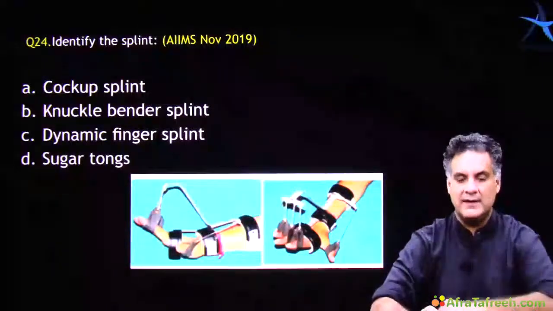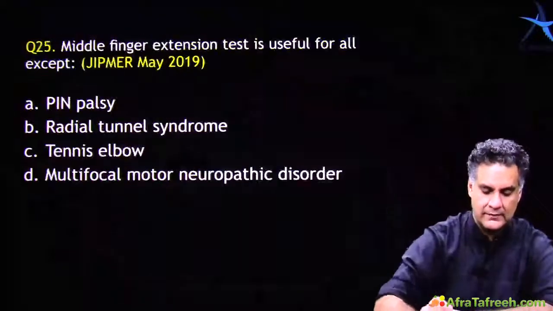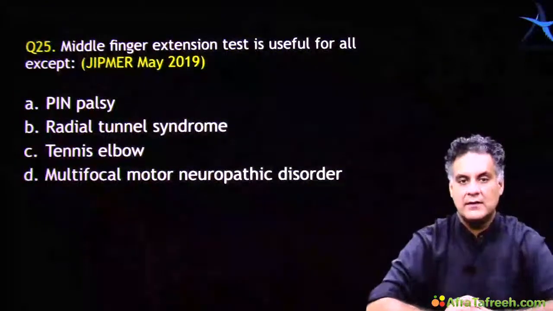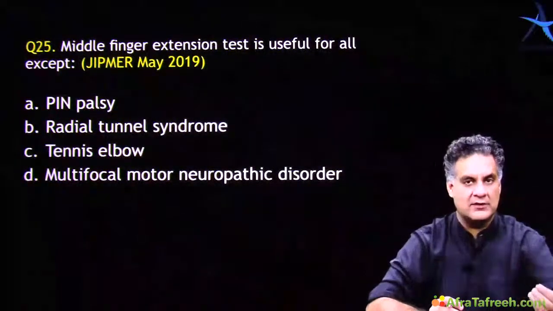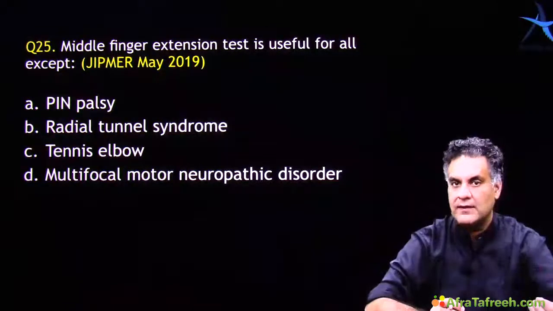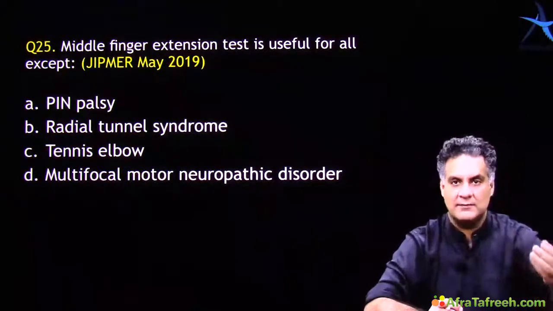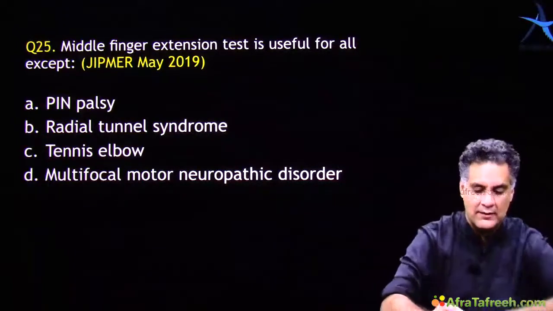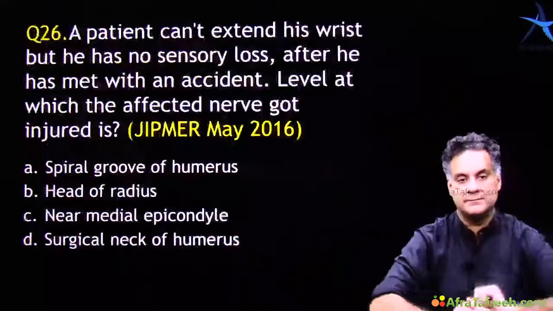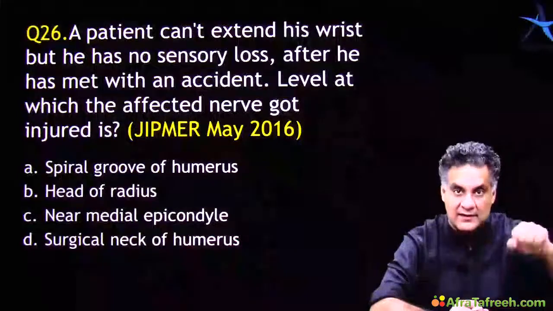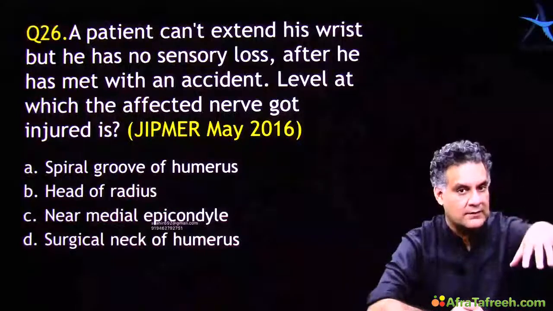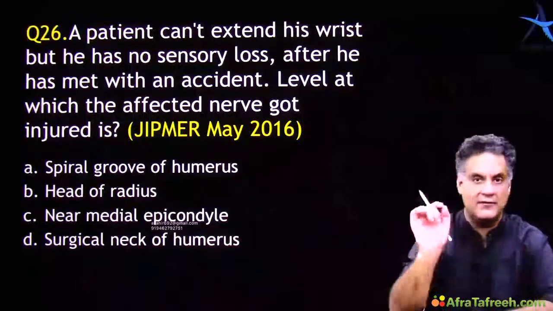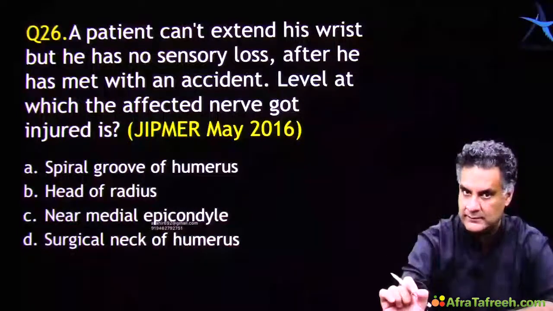So identify the splint. This is a cock-up splint. Middle finger extension can be used to identify posterior interosseous nerve palsy, which causes finger drop. Radial tunnel syndrome, in which this maneuver is painful. Tennis elbow, in which this maneuver is painful, but not in motor neuropathies. A patient can't extend his wrist, so he has a wrist drop, but he has no sensory loss. Doesn't matter. If he has a wrist drop, the radial nerve is involved.